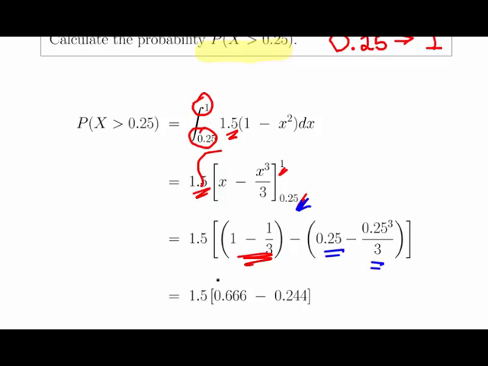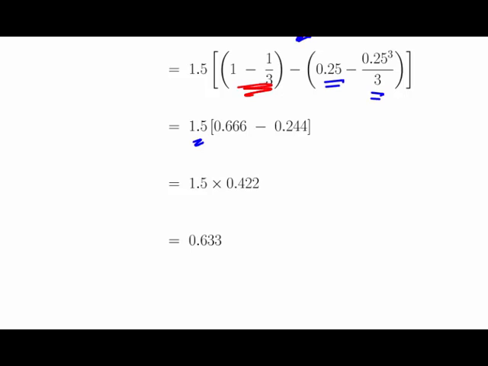So 1.5 times the difference of those two, 0.666, which is 2/3, minus 0.244. Working that out, let's scroll down a bit. We would get 1.5 times 0.422, and working that out in the calculator, our answer should be 0.633.